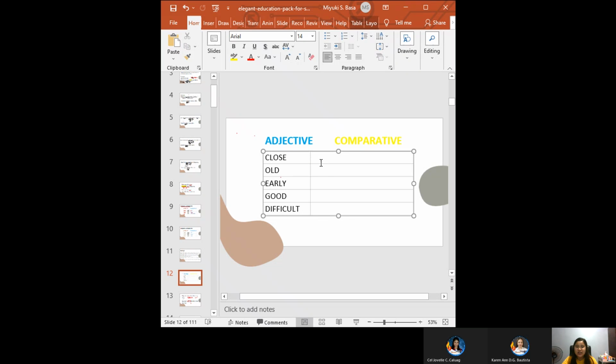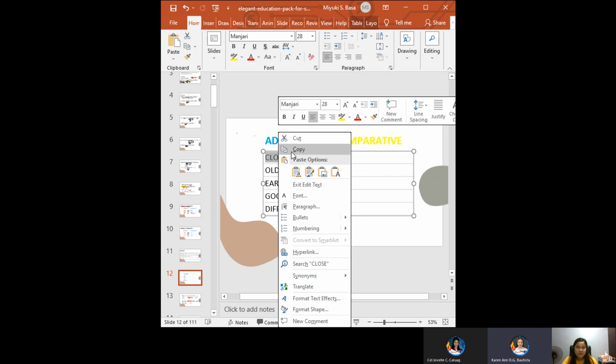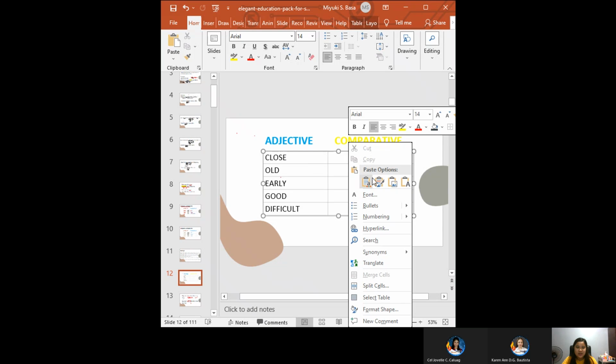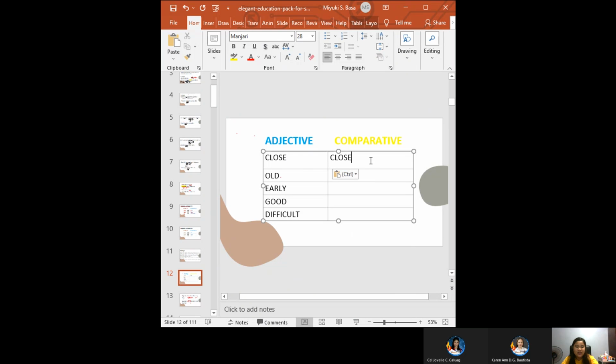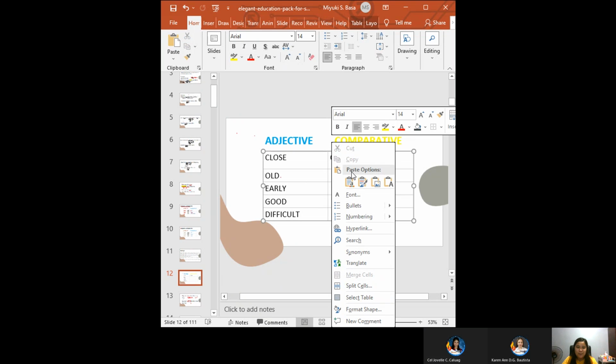Okay, Miss Bautista, you are raising your hand. I think, ma'am, the comparative adjective of the word close is closer. Okay, that's right. Its comparative adjective is closer. How about the second word, Miss Kaluwag? I think the comparative word for old is older. Okay, that's right.